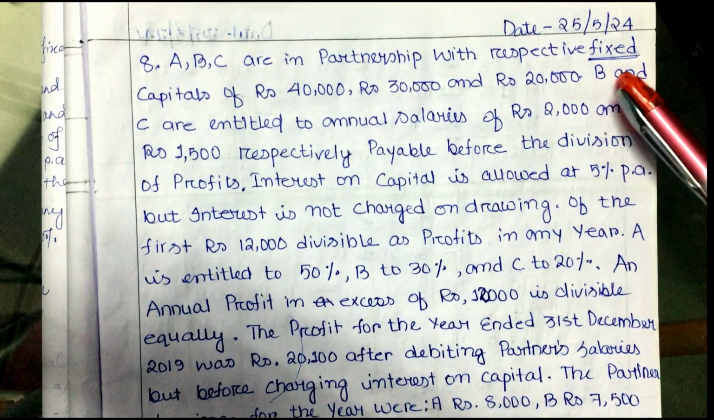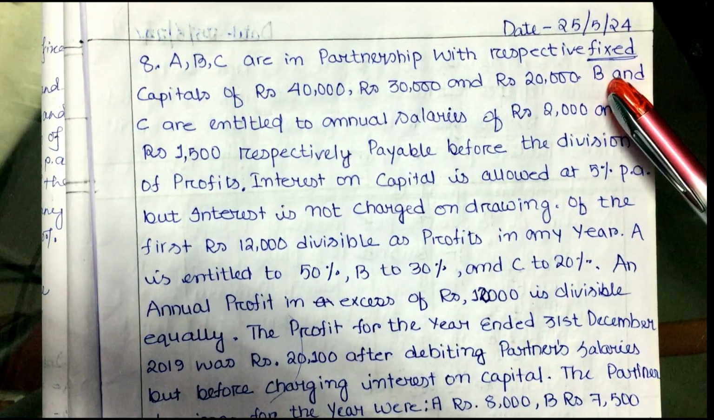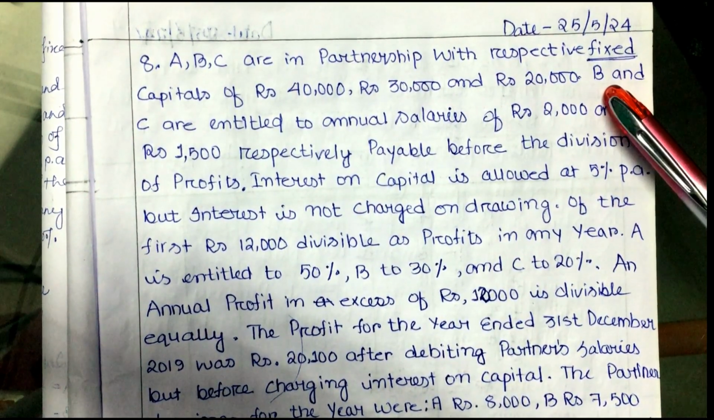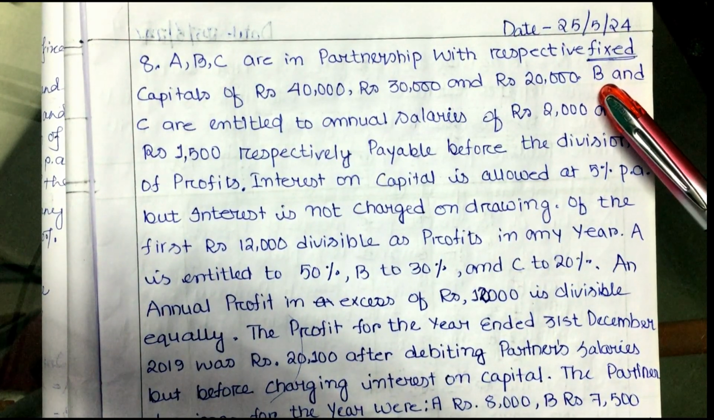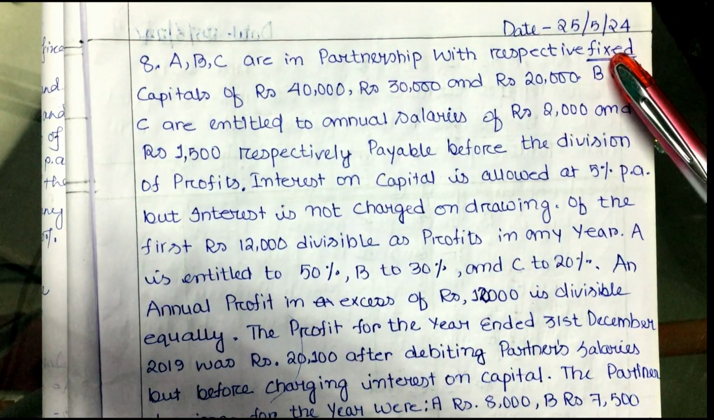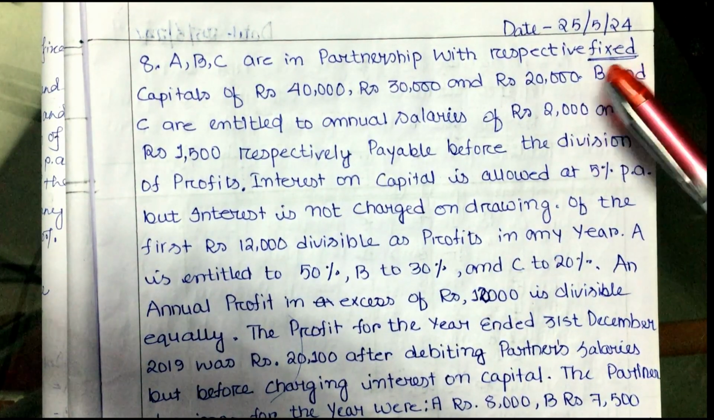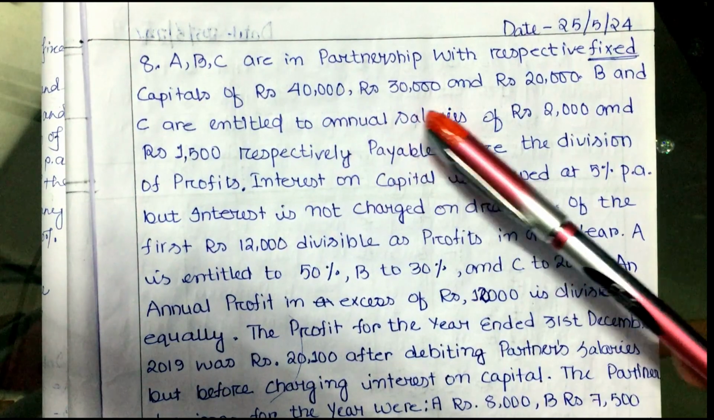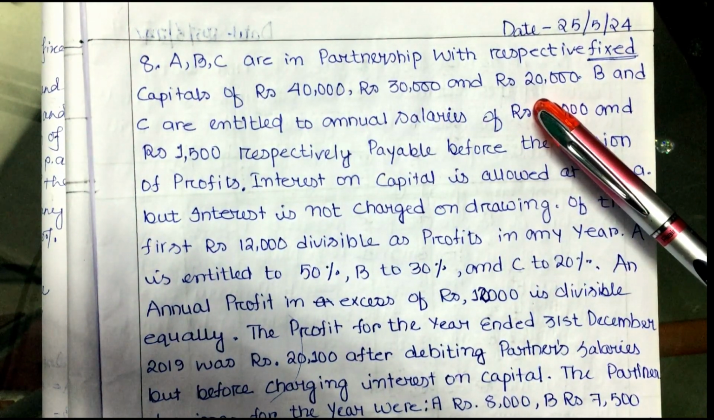When the partners follow fixed capital method, they will prepare one more additional account called current account by the name of each partner. All the apportionment of profit like interest on capital, salary to partners, all those items are to be credited to partners' current account instead of partners' capital account in this case. See, so their capitals were rupees 40,000, 30,000 and 20,000.